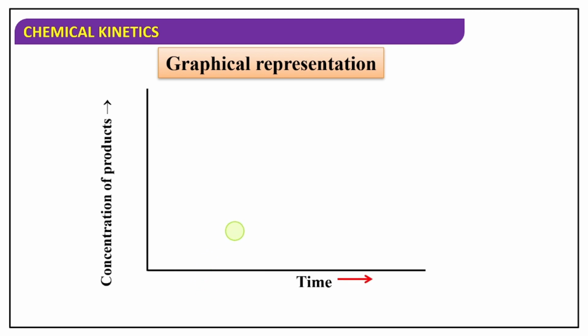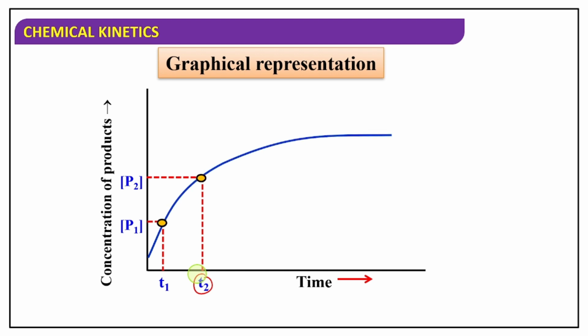So if I draw the graph for the product, do you know how the plot will look? Initially there was no formation of product at all. So if I have to start from here, there was no product before the reaction starts. Once the reaction starts, I consider the time t1. At that time t1, the concentration of the product is found to be P1, and I consider another instant t2. So the concentration of product is P2. If I just join the points in the graph, I will be getting a graph like this.